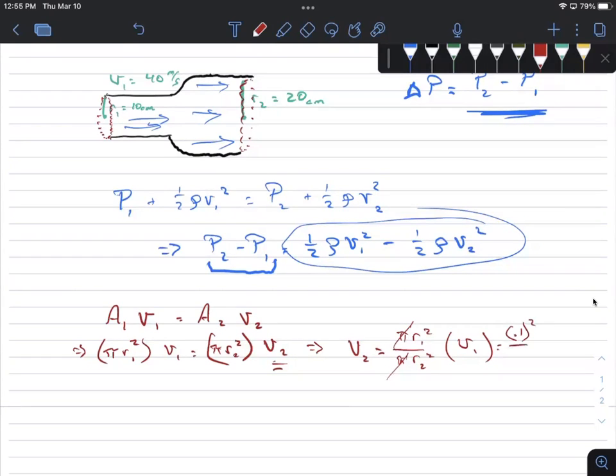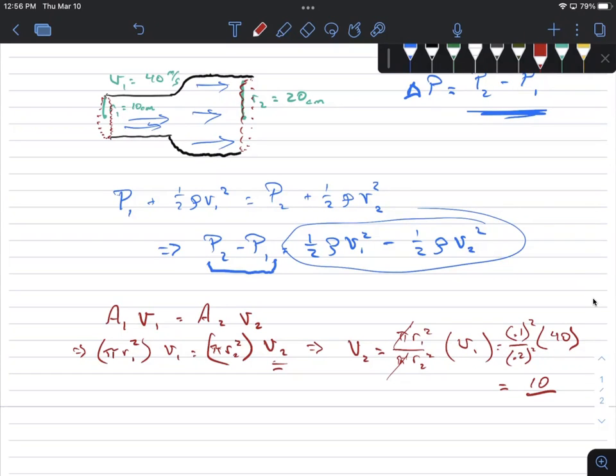So 0.1 squared over the radius at the second location, 20 centimeters. Again, I have to convert that. That becomes 0.2 squared. All of that is multiplied by the original velocity, which is 40. And now I have my equation. So I plug everything in. 0.1 squared divided by 0.2 squared, get a number, times 40. And I get that V2 must be 10. So the velocity in the second part of the pipe is 10.